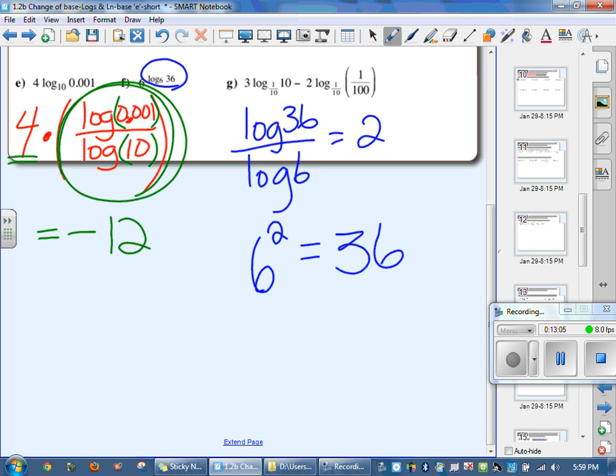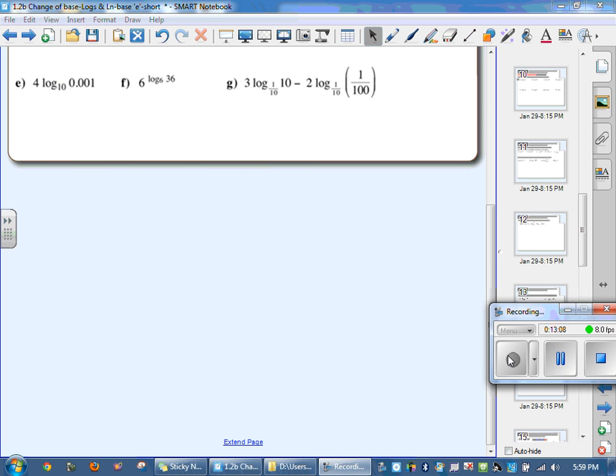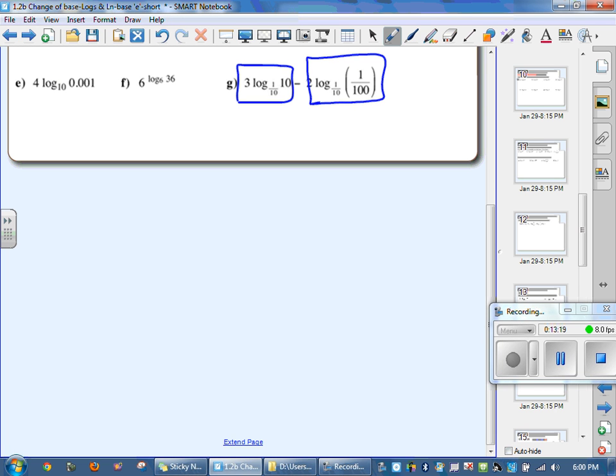Moving on to letter G. Letter G is a little bit bigger, so it's going to require a couple more steps. We need to solve the left-hand side of the subtract sign, solve the right-hand side of the subtract sign, and then subtract both those answers. So that's exactly what we're going to do. Solving the left-hand side, we're going to have 3 times log 10 divided by log 1/10.